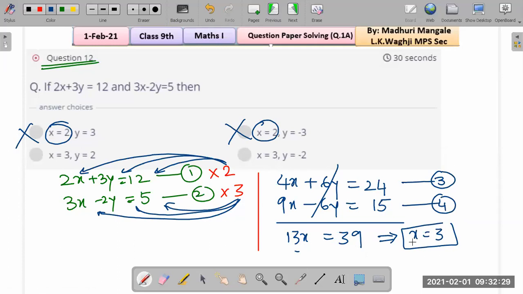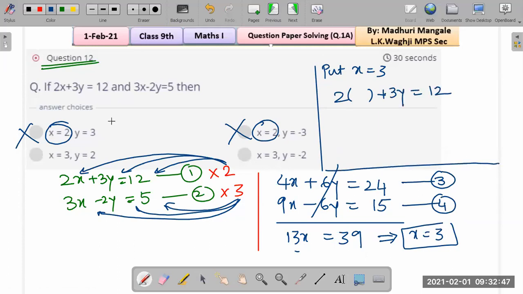Substitute the value of this x in any one of the equations. Let me solve that part over here. So put x equals 3 in any one of the equations. Let us put it in the first equation, 2x plus 3y equals 12. Everyone, try it out. What will you do next?